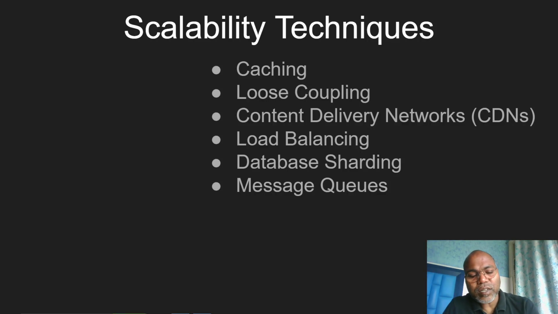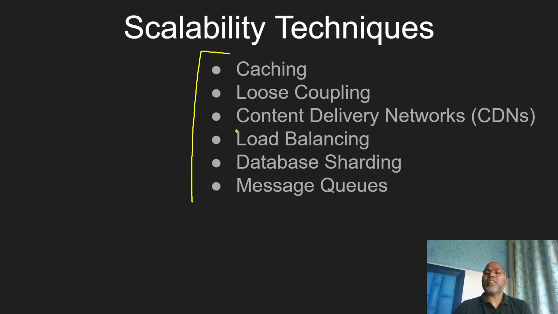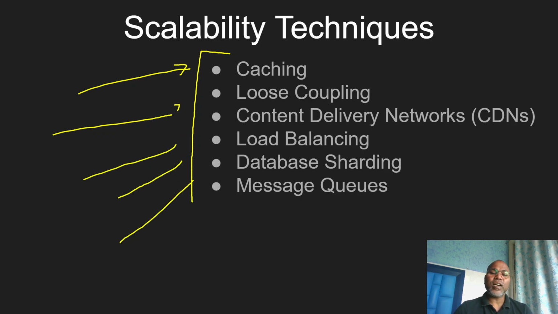Okay, so these are a couple of design principles which we have to keep in mind while designing systems. Let's talk about some techniques. While implementing scalability, we have to choose techniques like caching, loose coupling, CDN, load balancing, data sharding, and message queue. These are the techniques you have to implement in your system so your system is highly scalable. What do these techniques mean?